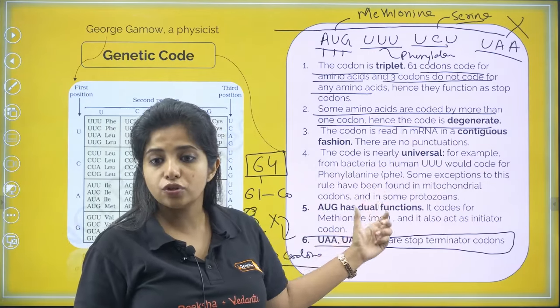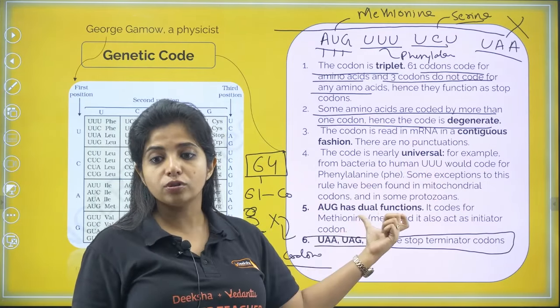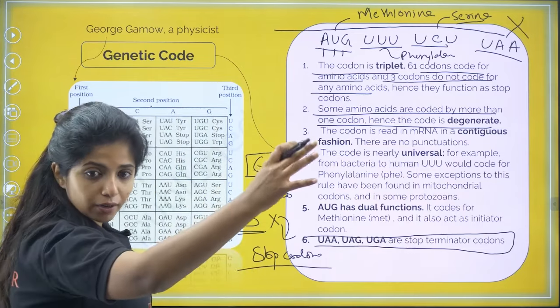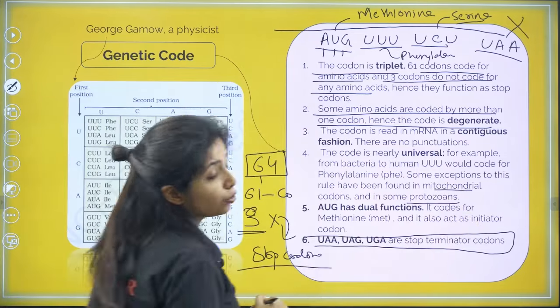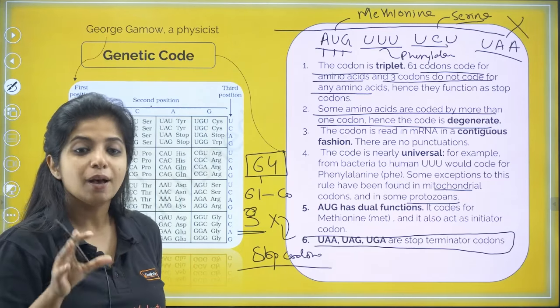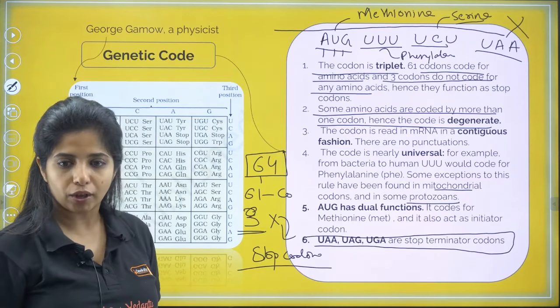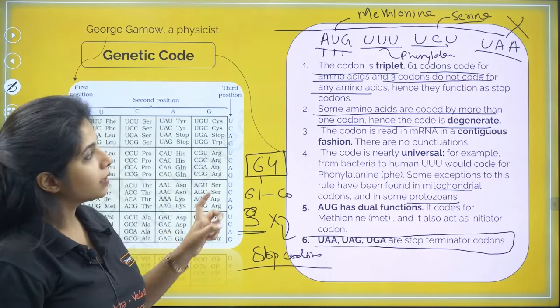Some exceptions to this rule have been found in mitochondrial codons and in some protozoans. So in mitochondria, a whole different world is happening. There you can see some exceptions, and also in the case of protozoans, the primitive ones. Protozoans are eukaryotes, but the primitive eukaryotes. Okay. Now one more thing is there.